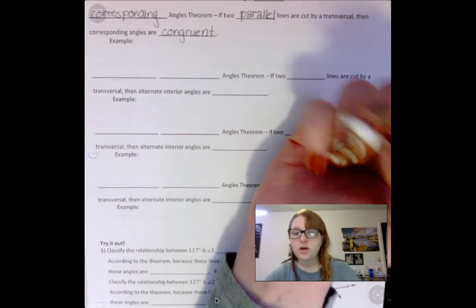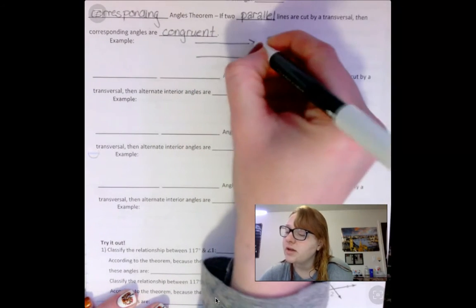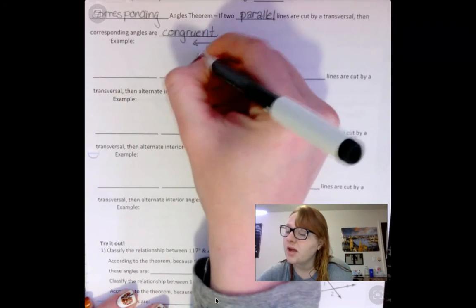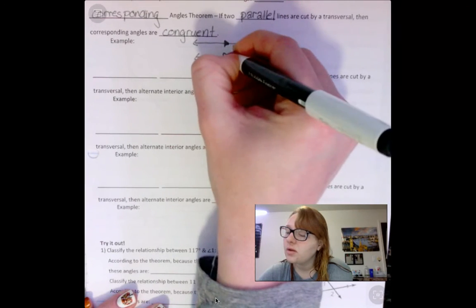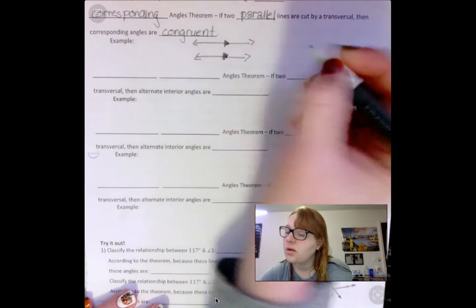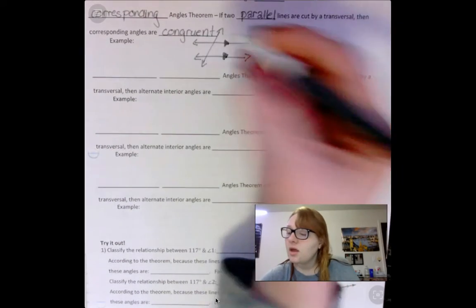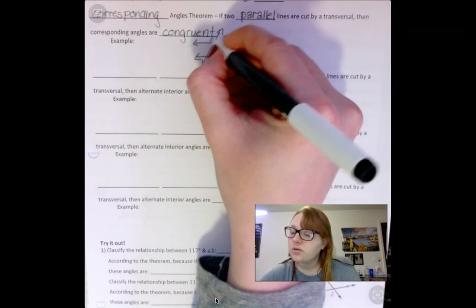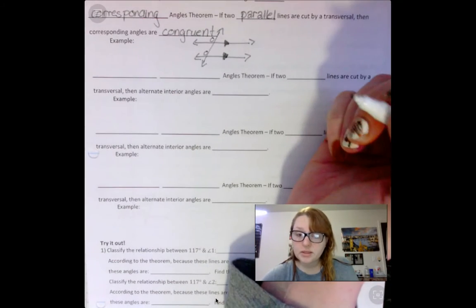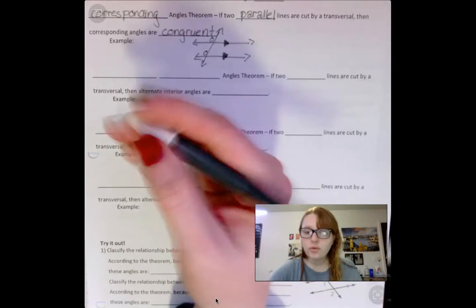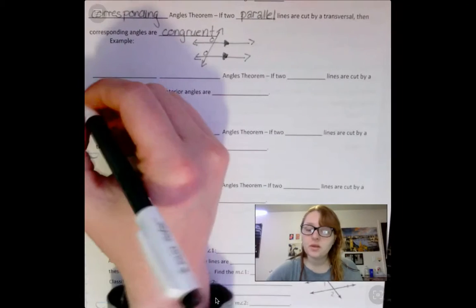Okay, so let's draw a quick picture. In this case, we have two parallel lines. And remember, to say that we have parallel lines, there has to be little arrows on them. And they are cut by a transversal, just a line that goes in between them. Then the corresponding angles, so top left and top left, those would be congruent. Remember, congruent means equal, the same. They have the same angle measure.